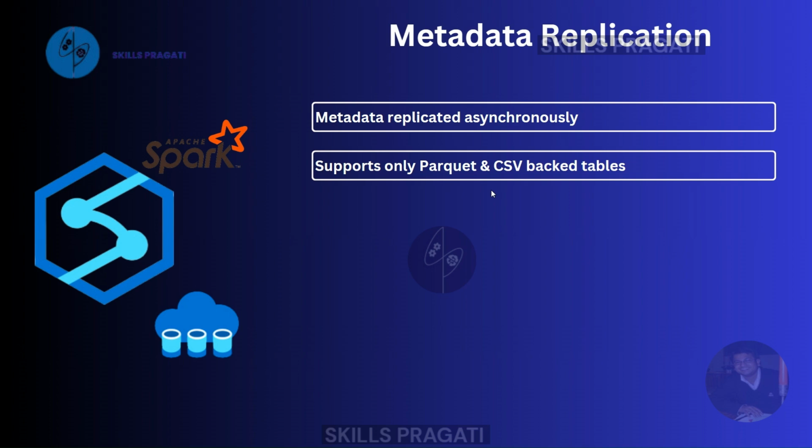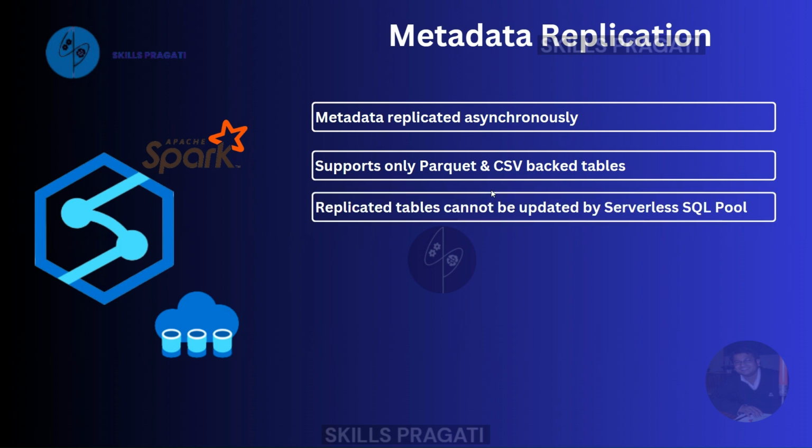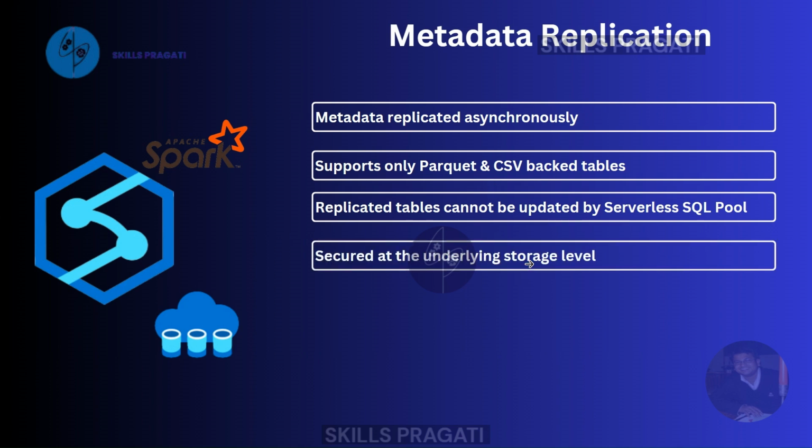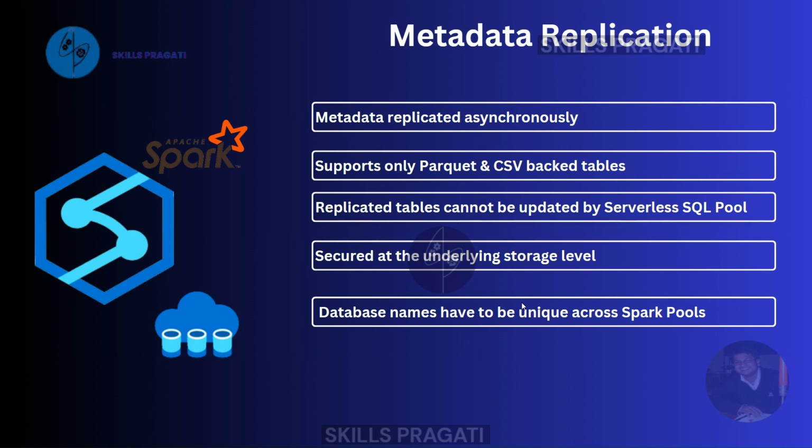The replicated tables are read-only in the Serverless SQL Pool, so you cannot update them from the Serverless SQL Pool. You need to go back to the Spark Pool to perform any updates. The replicated databases and the tables will be secured at the underlying storage, for example, at the Azure Data Lake Storage Gen2 level. As you can imagine, the database names across all of the Spark Pools will have to be unique for this to work. So that's everything about the metadata replication, and that's the end of this session. I'll see you in the next one.